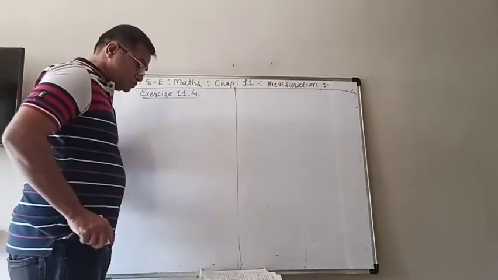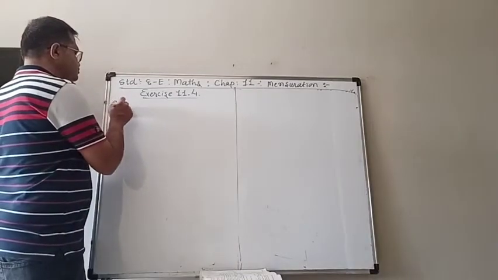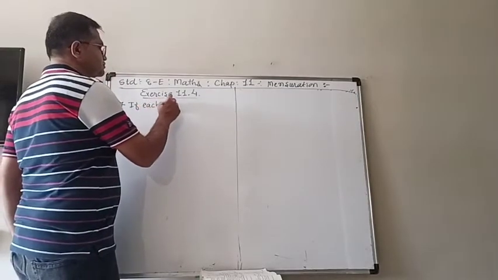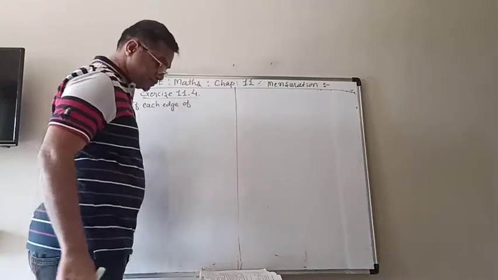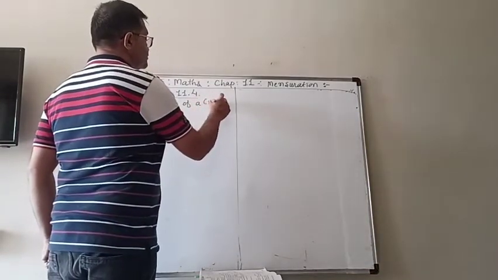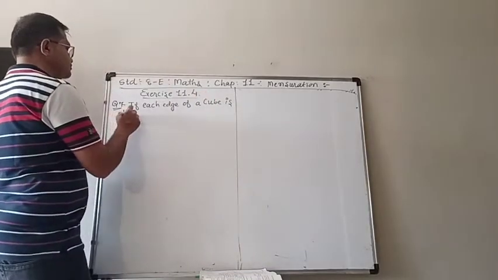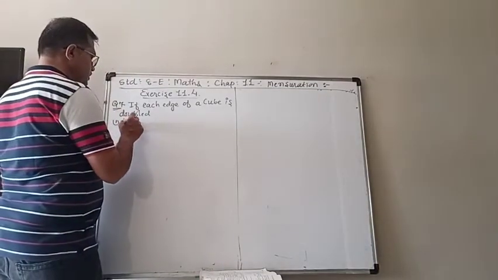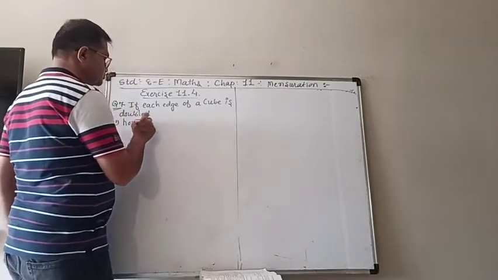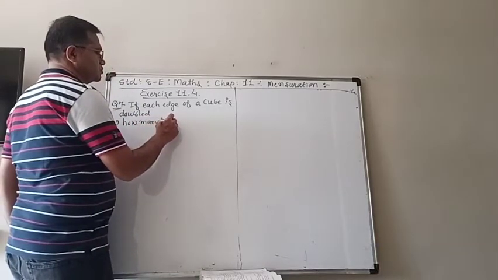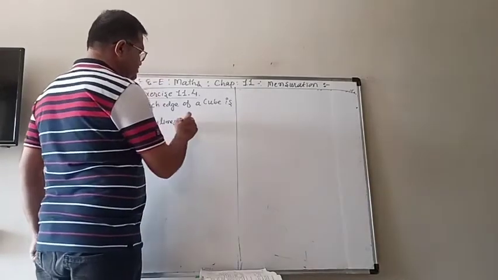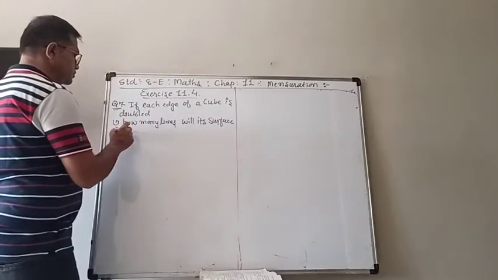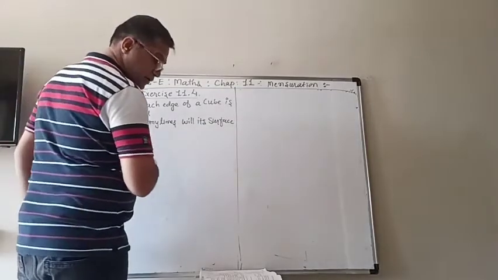Now the question number 7. If each edge of a cube is doubled, first, how many times will its surface area increase?